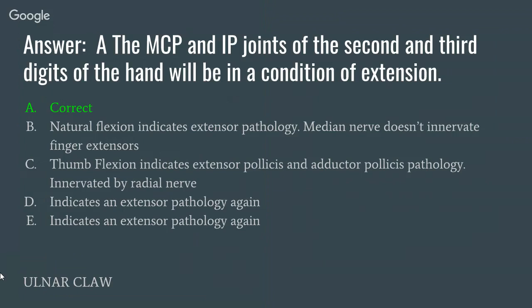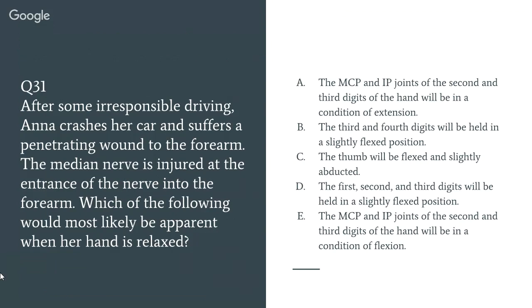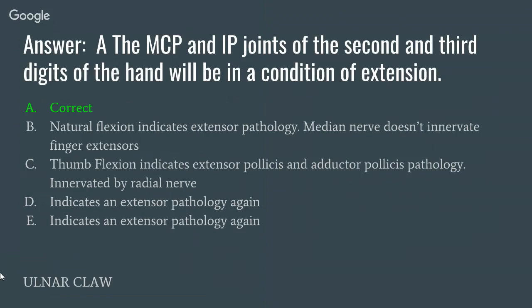Now, for part C, we've got thumb flexion and slightly abducted. So if you have a thumb that's flexed and slightly adducted naturally, it indicates that your extensor pollicis is damaged. It's kind of counterintuitive, but whenever you have fingers that are too curled naturally, it means that your extensors are damaged.